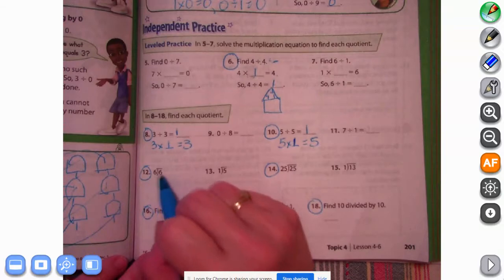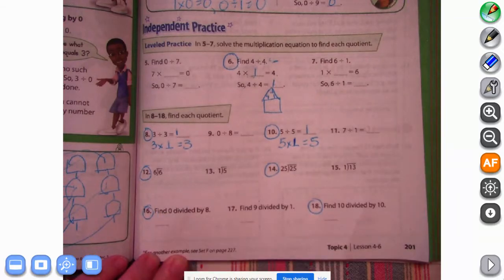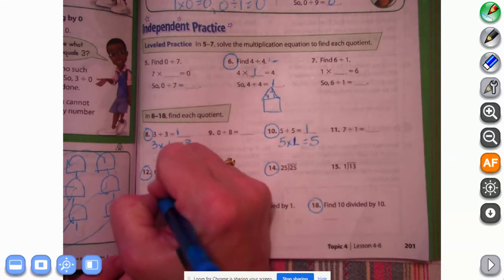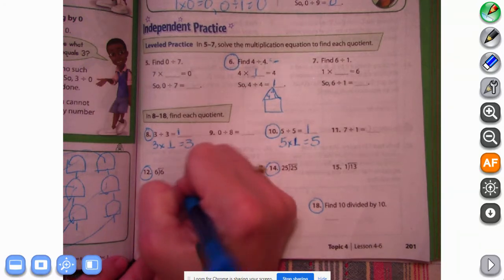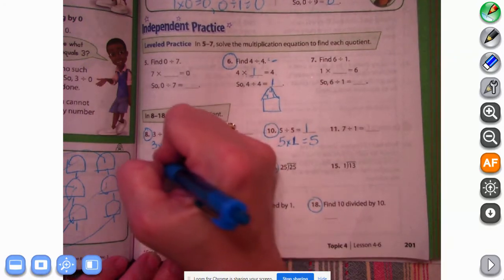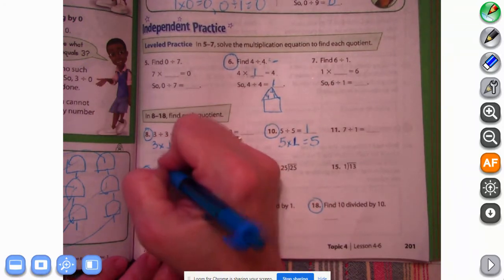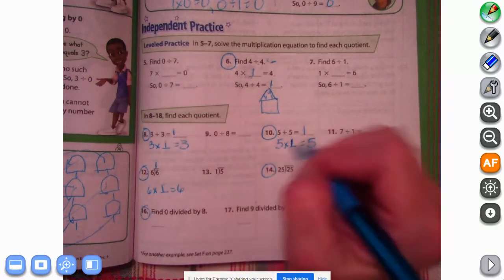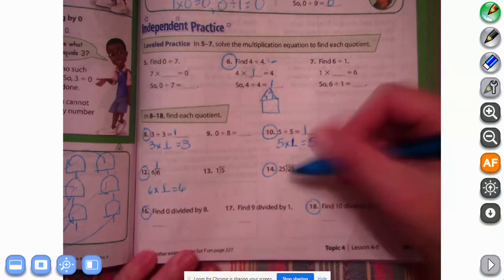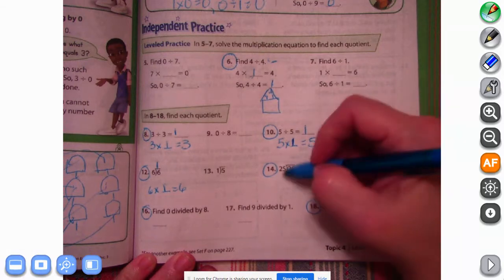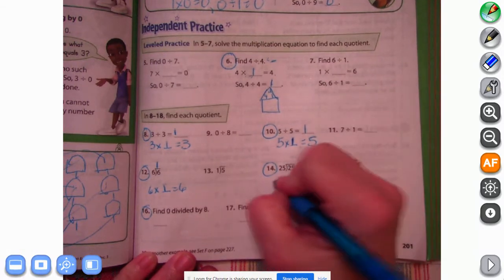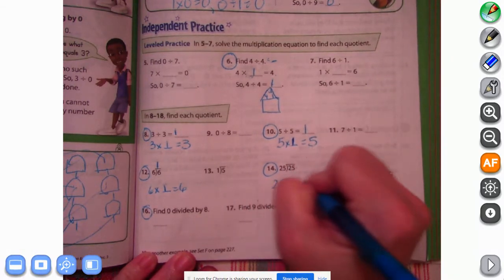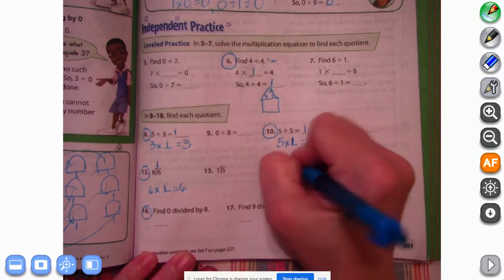12. 6 divided by 6 is the same as 6 times what equals 6? And we know that is 1. Number 14. 25 divided by 25 is the same as 25 times what equals 25? We know that is 1.